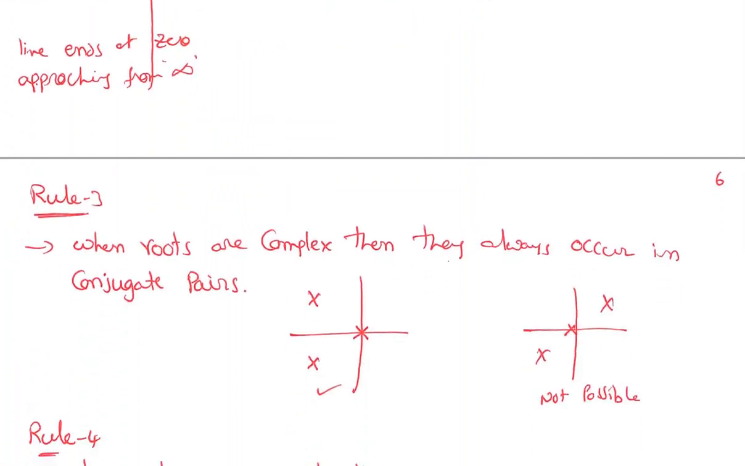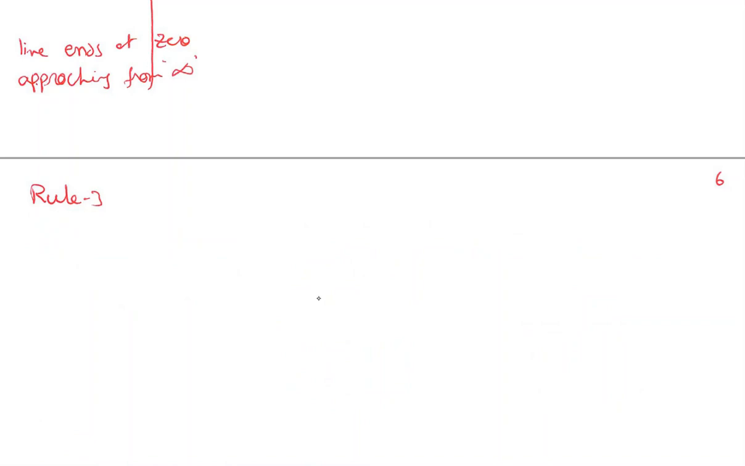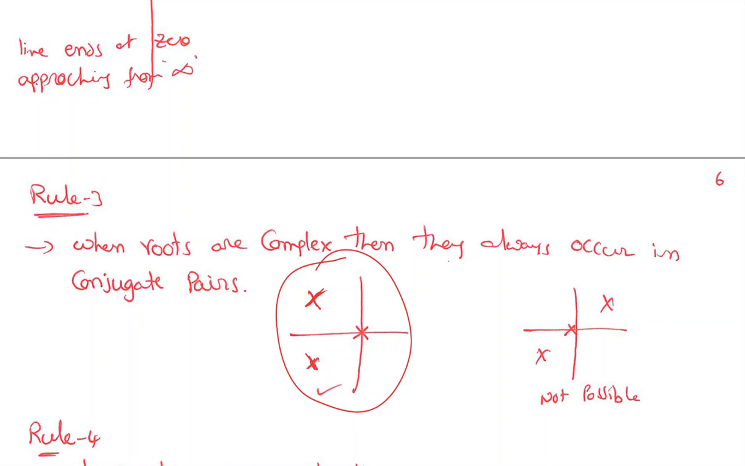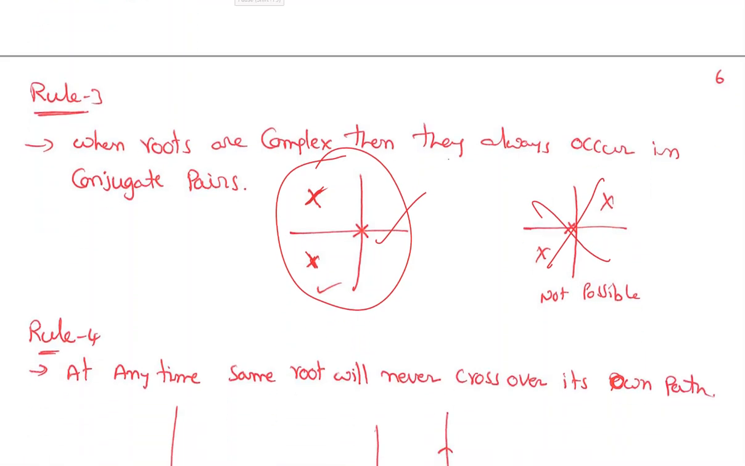Another important rule: when roots are complex, they always occur as conjugate roots. Say this system has 3 poles, one pole at the origin and another pole that is complex. If there is a complex pole, you will definitely end up having another complex pole, the complex conjugate of the first pole. You will never see poles like this. This is not possible. You will always have complex conjugates of poles.